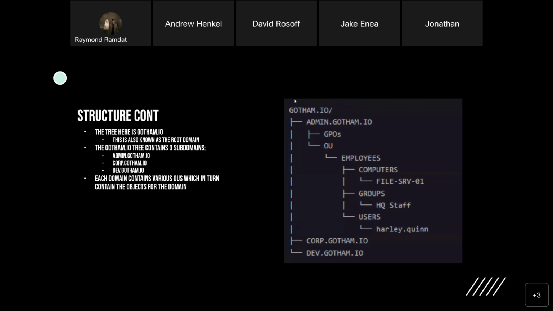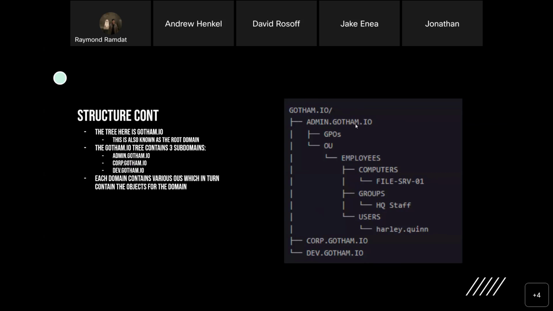Within Gotham.io, we have several branches. We have admin.gotham.io, we have corp.gotham.io, and we have dev.gotham.io. Those are all subdomains of the Gotham.io domain, or they are branches of the Gotham.io tree. Each of these branches could also theoretically contain more branches or more subdomains, and it can basically go as deep as you want it to.